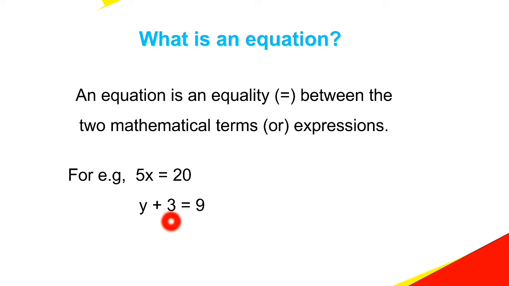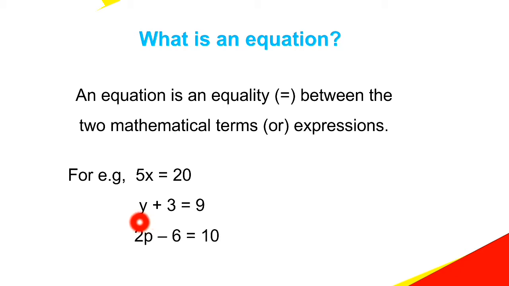y plus 3. y is a variable and it can also be called a term. 3 is a constant term. These two are separated with the symbol plus. So what can we call this? Expression, right? Is equals to 9. 9 is a term. Which type of term? Constant term. So it can also be called an equation, right? One more.